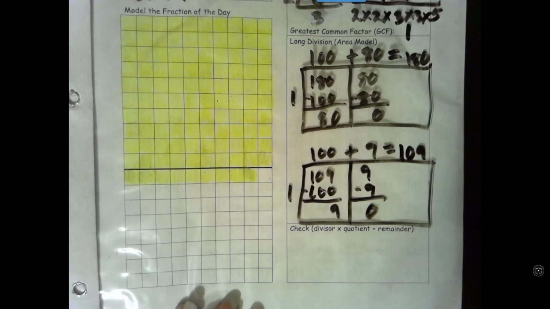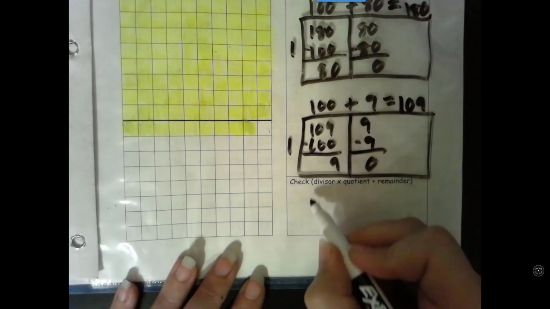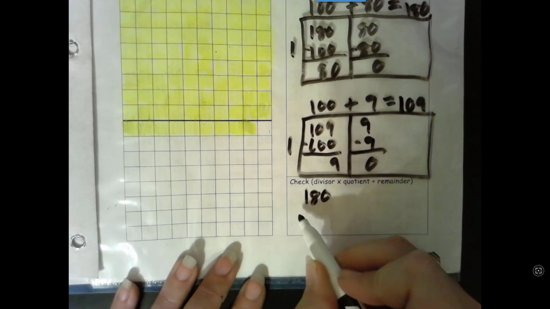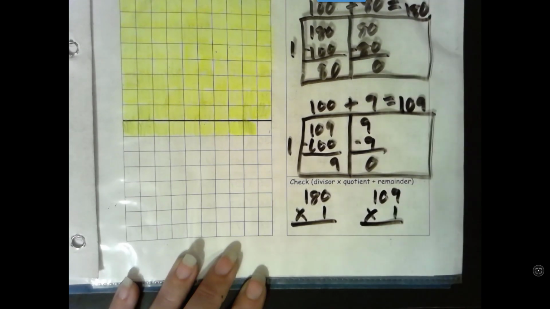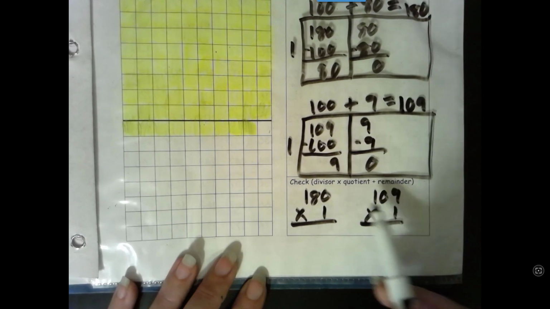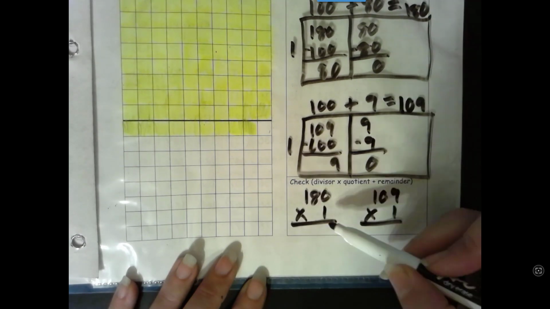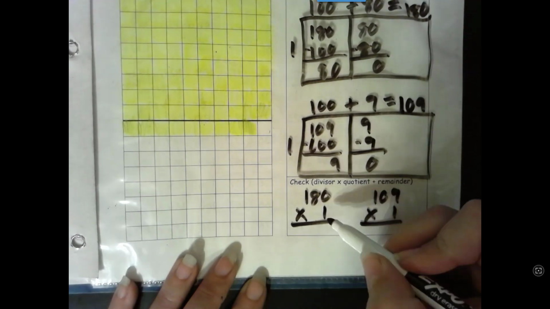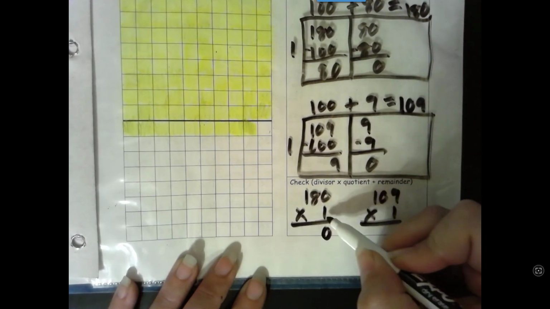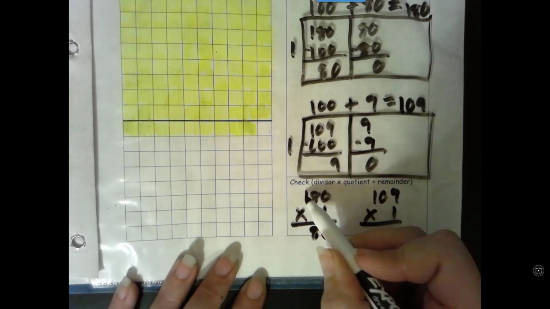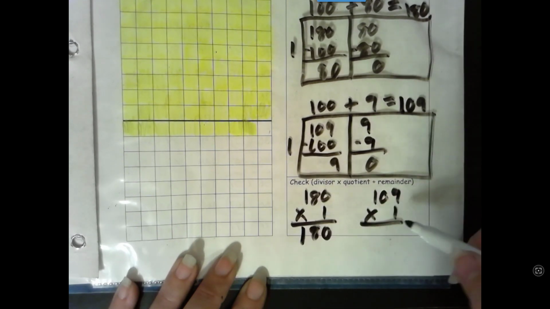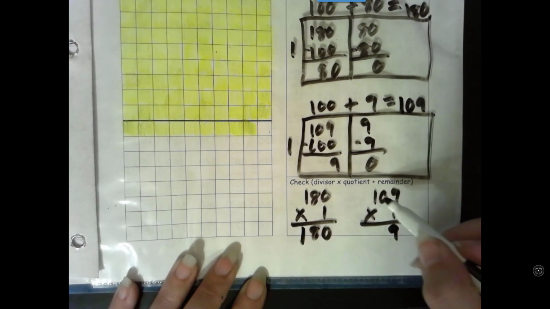Okay, now we need to check. Divisor times quotient plus remainder. Since our remainder is 0 for both, and the identity property of addition says when you add 0 it stays the same, we don't need to take time to add 0. But what we get here is our identity property of multiplication that says if you multiply by 1, it stays the same. Because one group of 80 is 80, one group of 100 is 100. One group of 9 is 9. One group of 0 is 0.